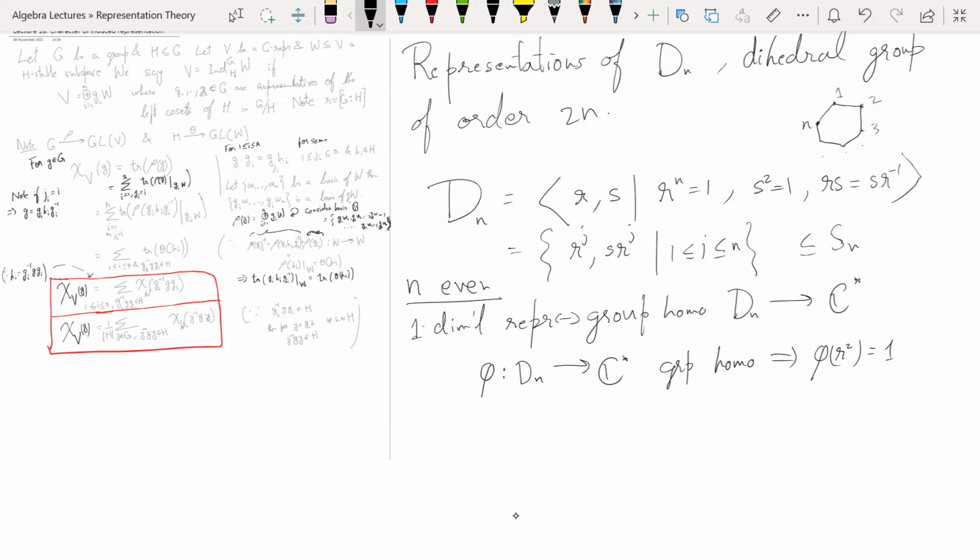So one-dimensional irreducible representations, we know what they are. They are in bijection with group homomorphisms from Dn to C star. So if you take a group homomorphism from Dn to C star, then of course S has to go to an element of order 2 because S square is 1. Now, if you just look at the condition R power n equals 1, then R has to go to an element of order n. But remember, you also have RS equals SR inverse.